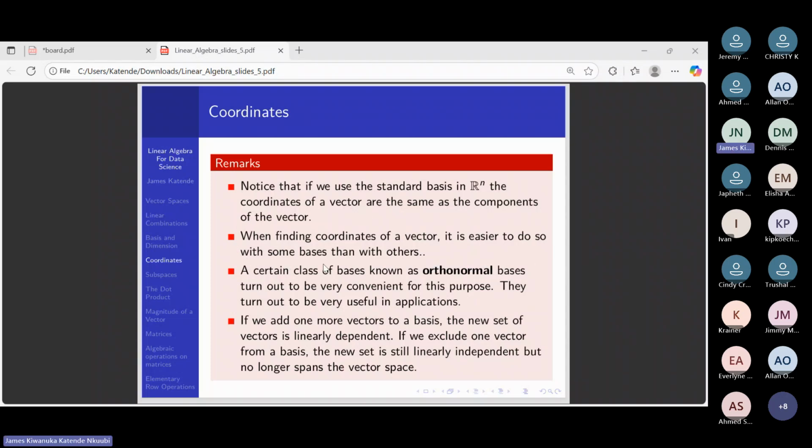Later on, we'll try to see what makes some bases better than others. That's why, for instance, when working with principal components analysis, you change the basis to use a more convenient basis. Usually, by changing the basis, sometimes you can solve a lot of problems. There's a certain class of basis known as orthonormal basis, and they can be very convenient. We shall learn about orthonormal basis later. It takes quite a bit of work to compute them.